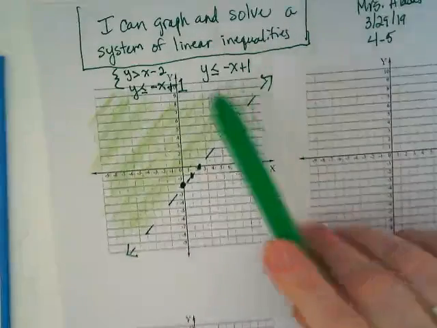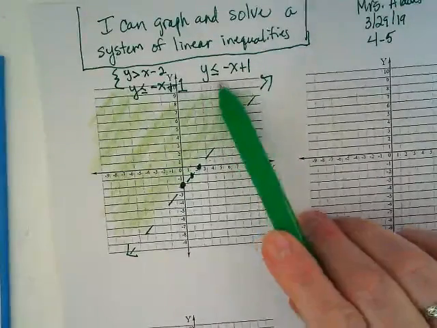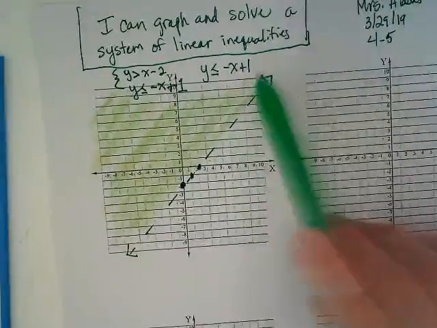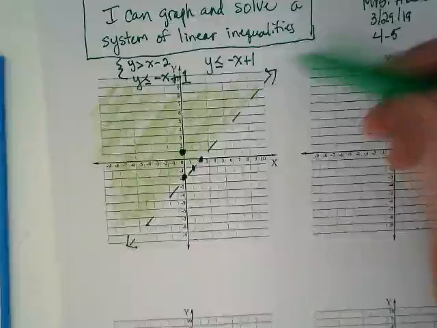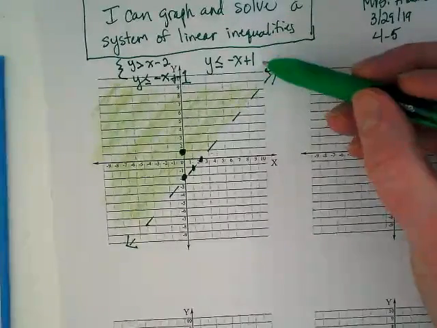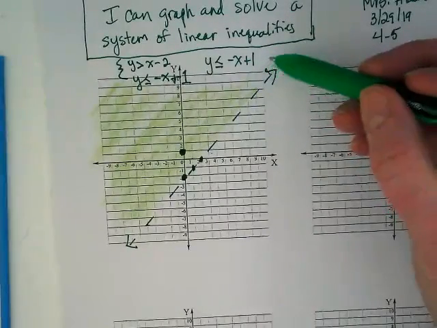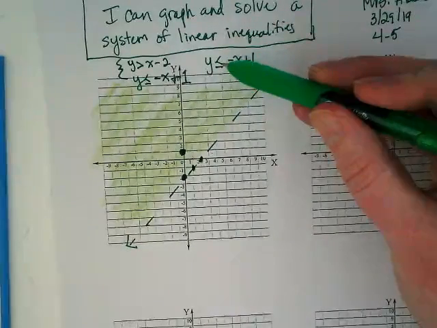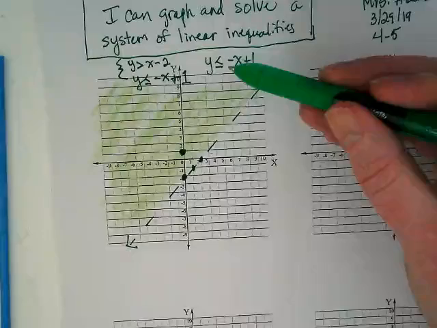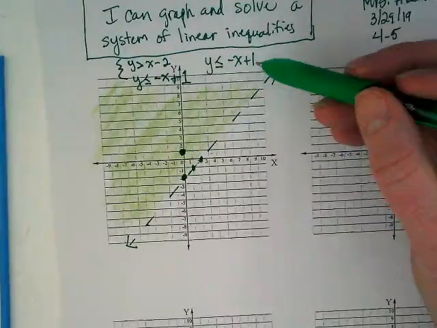Excellent. Our second inequality is y is less than or equal to negative x plus 1. So we're going to start at plus 1. I always think about these like you graph them backwards. You start with what's on the right, then you deal with the slope, then you deal with the inequality symbol. We normally read things left to right, but these we read really right to left.